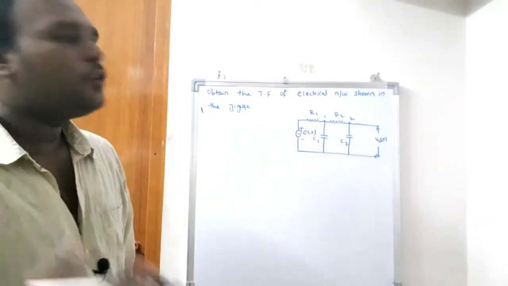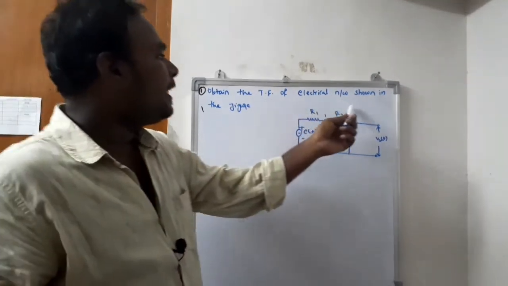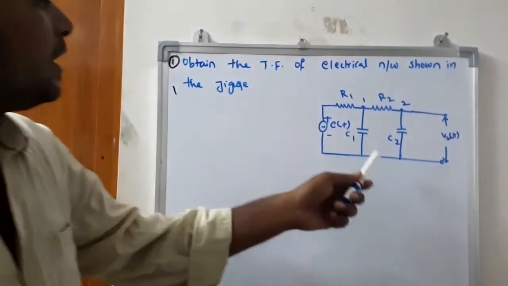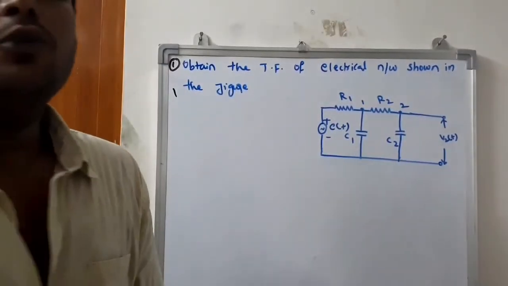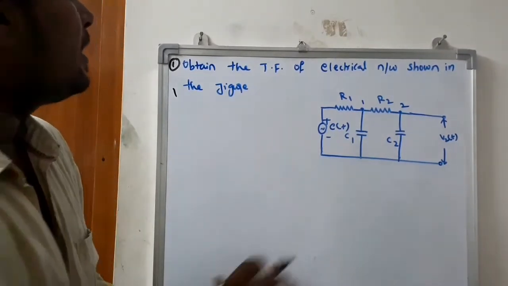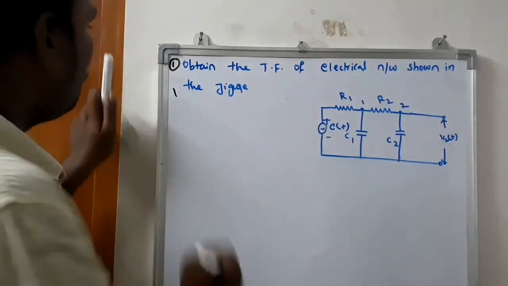Friends, now we are going to discuss a problem. Obtain the transfer function of the electrical network shown in the figure. This is the problem given, and this is the electrical network. See here, it has R and C, L is not there. In some cases we are going to add the L also. So it's an RC circuit, and the input of this total circuit is e(t). Solution.